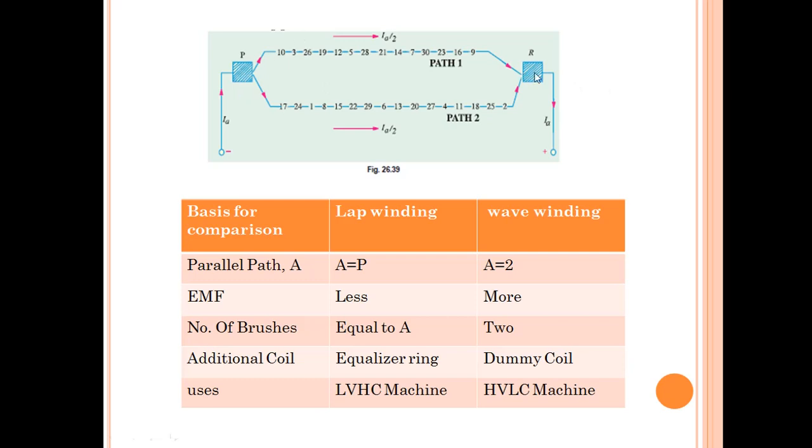It means in wave winding there are two paths for the flow of current, and therefore the number of brushes required is 2. Now let us compare lap winding and wave winding. As I already said, parallel paths: A is equal to P in lap winding, and in wave winding A is equal to 2. Coming to the EMF, it is less in lap winding and more in wave winding. The number of brushes depends upon the number of poles or parallel paths in lap winding, but the number of brushes for wave winding is only 2.